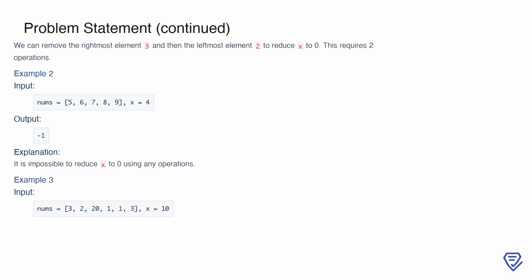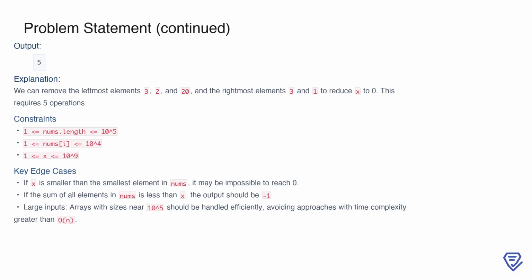Finally, let's look at one more example to understand the problem better. The input is nums equals 3, 2, 20, 1, 1, 3, and x equals 10. For this example, we can remove a combination of elements from both ends of the array to reduce x to 0. Specifically, we remove the leftmost elements 3, 2, and 20, and the rightmost elements 3 and 1. Each removal subtracts these values from x, and after 5 operations, x becomes 0. Since this process takes 5 operations, the output is 5.